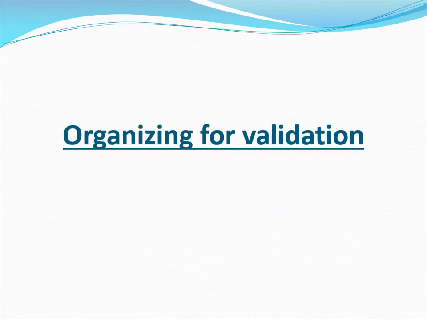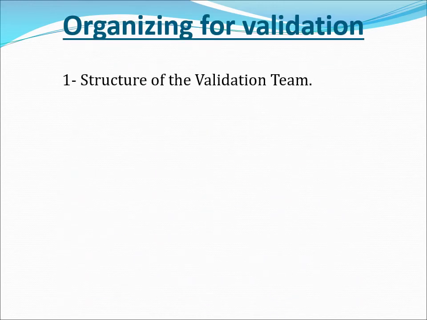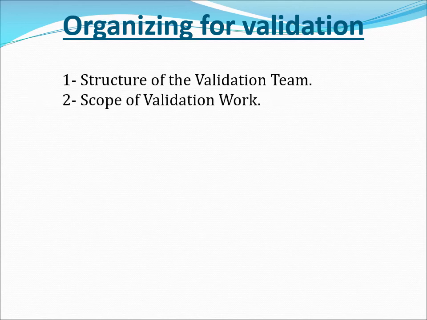So here we know what we will take in this chapter. We need to make validation. Okay, who will make the validation? So, structure of the validation team. For example, the quality assurance people will make the validation, or another department, or people from outside the pharmaceutical plant. The second title is scope of validation work. What do we have to validate? We have to validate the tablet machine, or the mixer, or the stirrer, or validate the qualification of people, validate the building, validate the air conditioning, whether it is working right or not. So what is the scope of validation work?